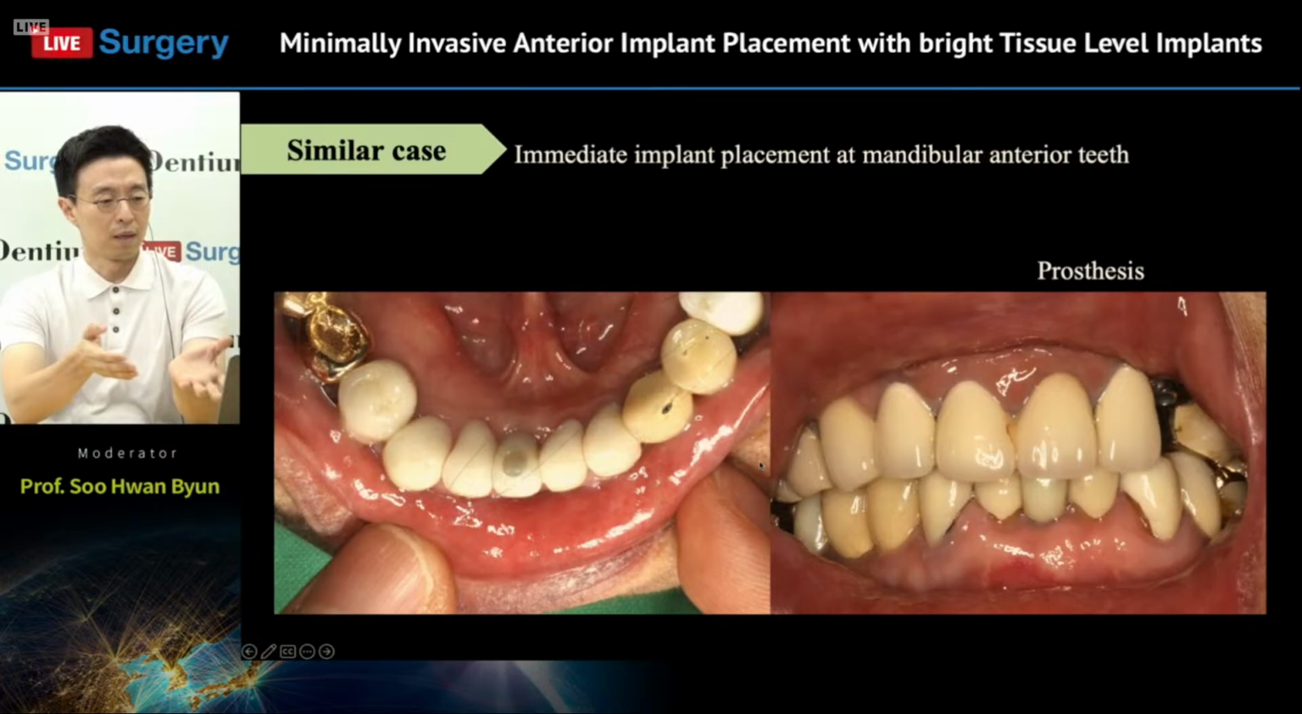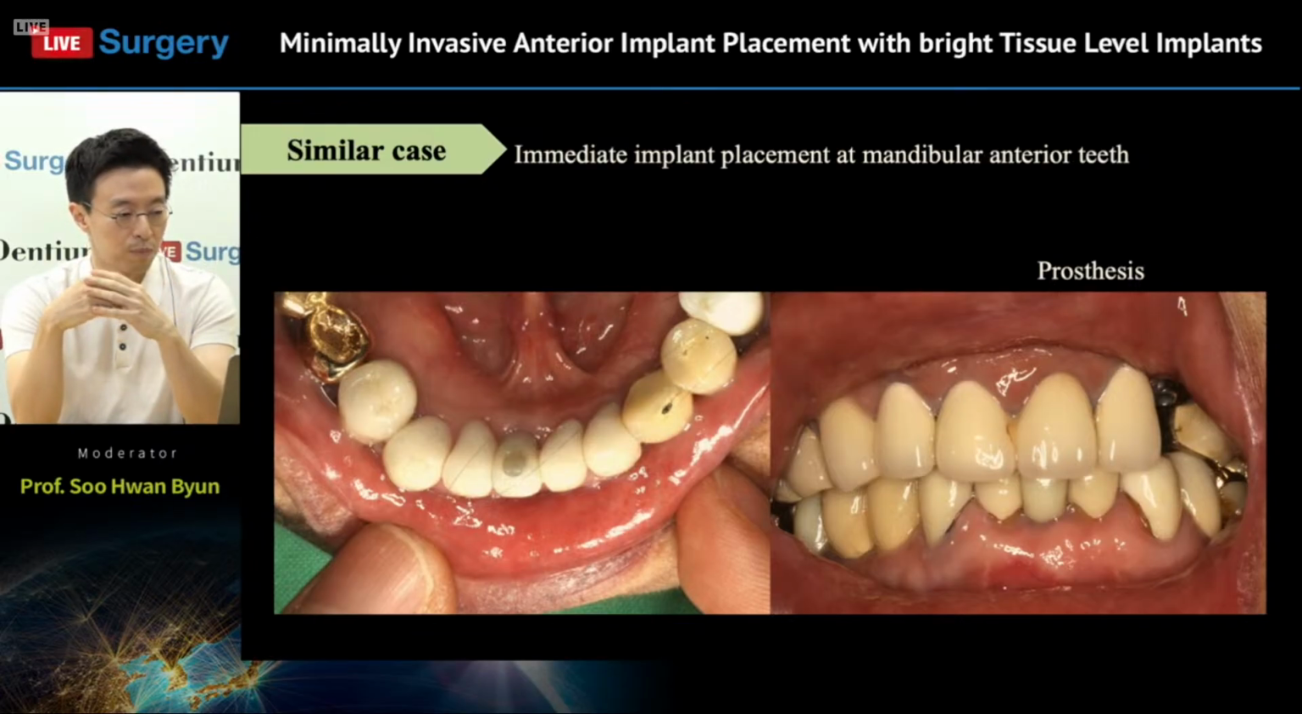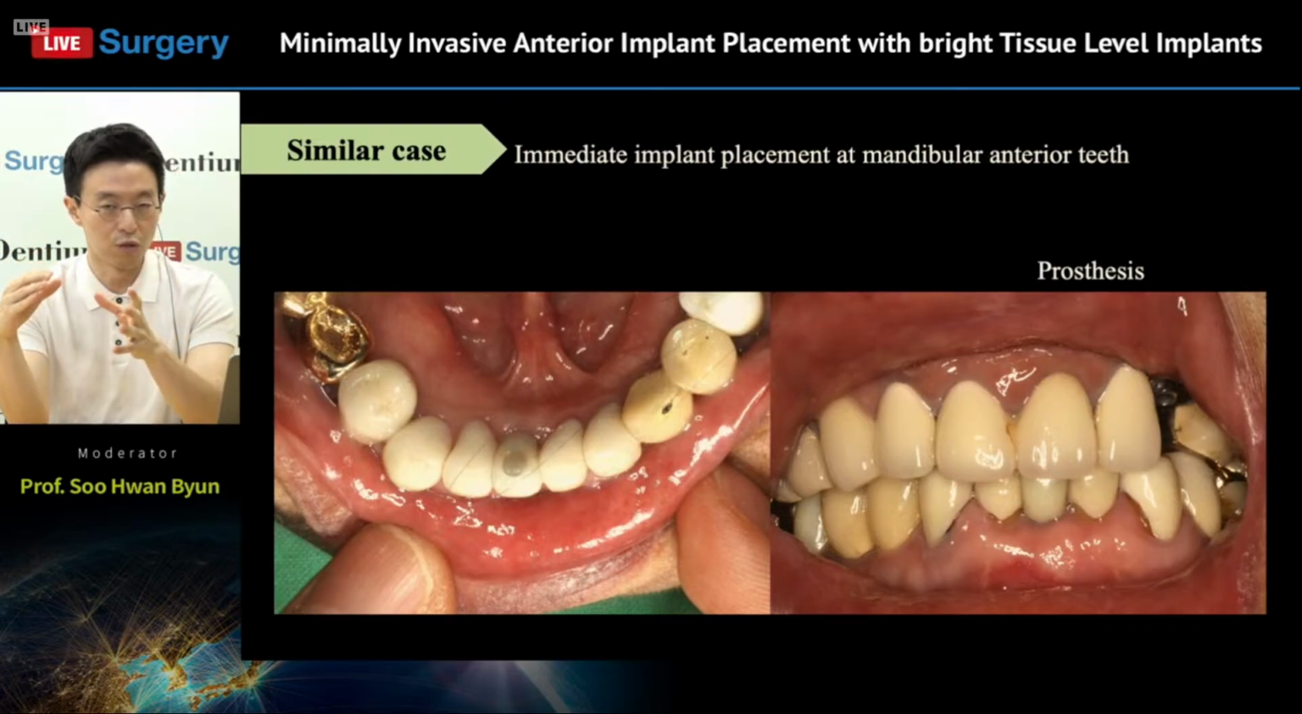In this case, single restoration in lower anterior area, we can use 2 millimeter or 2.5 millimeter with a minimal invasive surgery. It can broaden the indication of implant treatment in anterior area.